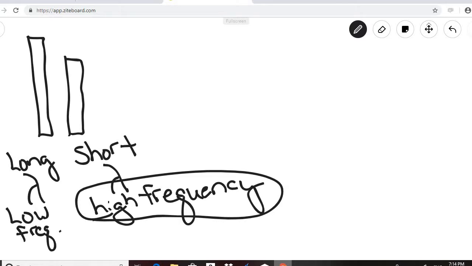And you've probably done this where you've blown into different lengths of things and seen what pitch they make. So high pitch would happen on a shorter piece of pipe that you're blowing into, and a low frequency or a low pitch would happen with a longer pipe. Low frequency, low pitch.